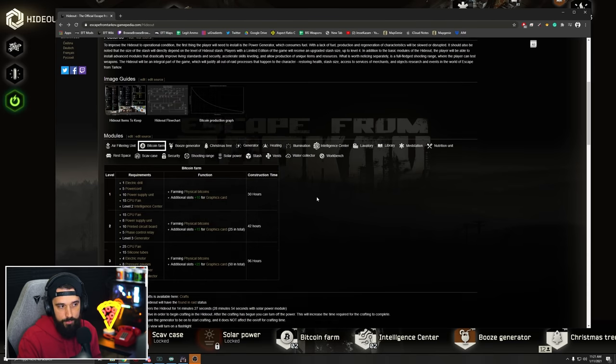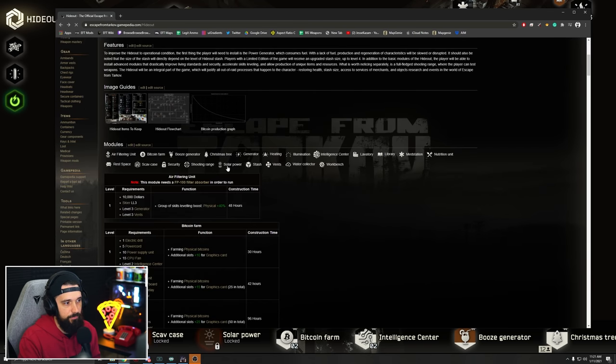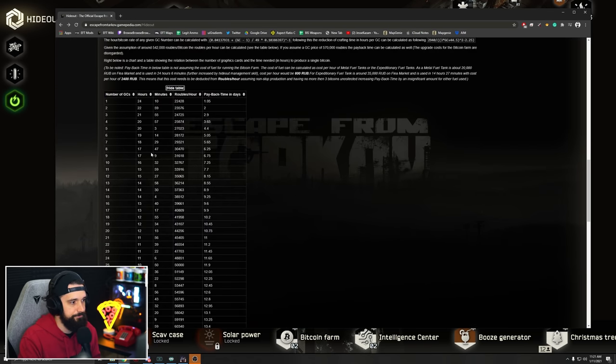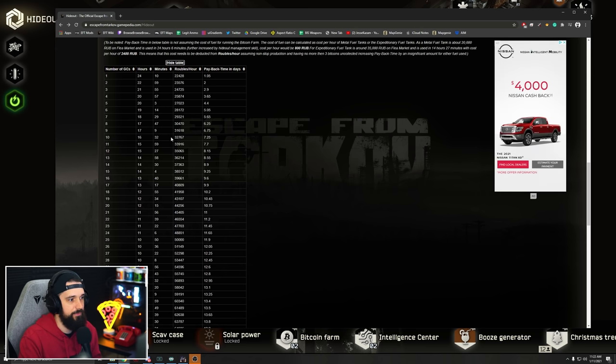The wiki is a really cool tool for this because it's got all sorts of graphs that you can see the curve, and just a really basic table that we can show. At 10 cards, it produces Bitcoin at 16 hours and 32 minutes per coin. And it even breaks down rubles per hour and payback time in days. I think this is less up to date because of how volatile Bitcoin is right now. The price of it is changing all the time, but this is very believable. This was just updated earlier this week. So unless BSG does something crazy really soon, this is probably going to be what it is.